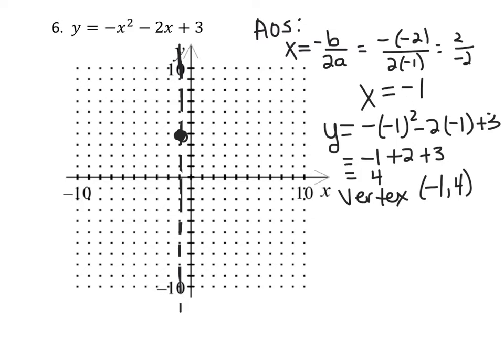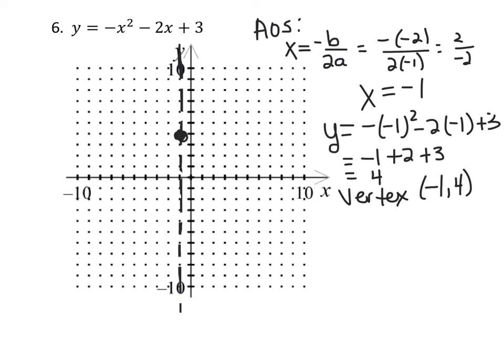So I know that the x value for my vertex is also -1. So I can take that -1 and plug it back into my equation and find y. That will give me the y value for my vertex. So that's what I've done here. I get 4 for my y value. I've plugged it in, -1, 4, and this is the vertex of my parabola.